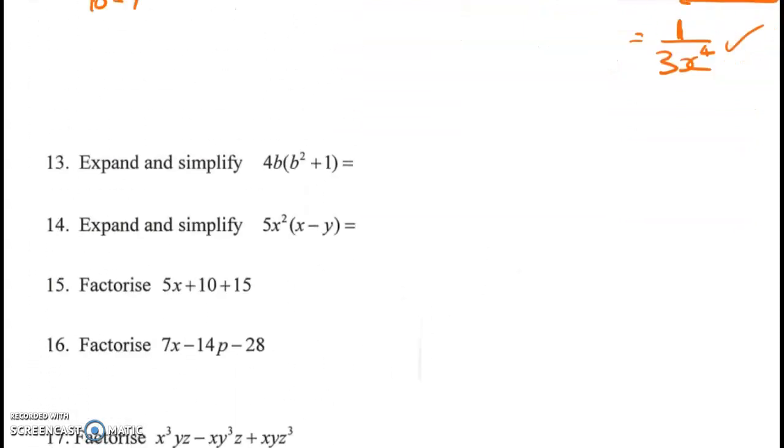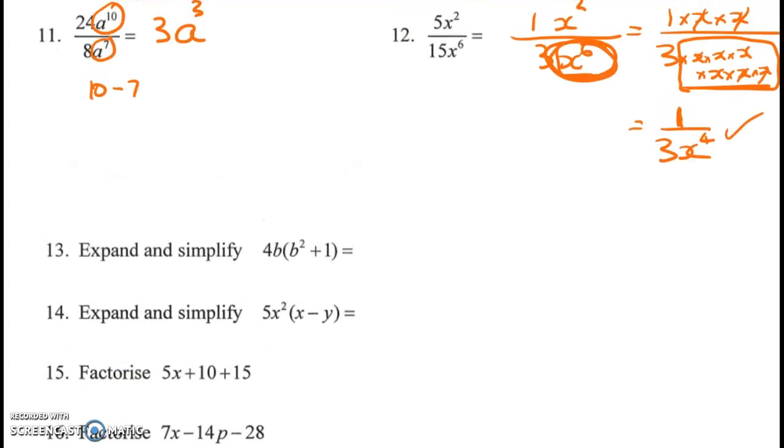Right, lastly, we've got some expands and simplifies. Oh, actually not lastly, we've got a lot left to go, sorry. So expand and simplify is quite straightforward because we're just multiplying that 4b times this, and then we're going to multiply it times that. So 4b times b squared will give me 4b to the power of 3, plus 4b times 1 will give me 4b. Next one, 5x squared times x will give me 5x cubed. Take away, because it's a takeaway sign here, 5x squared y.